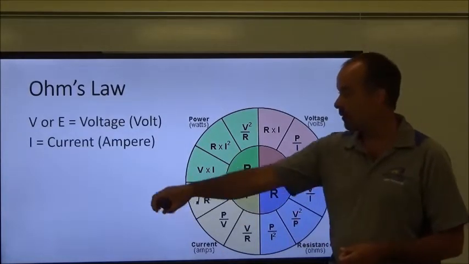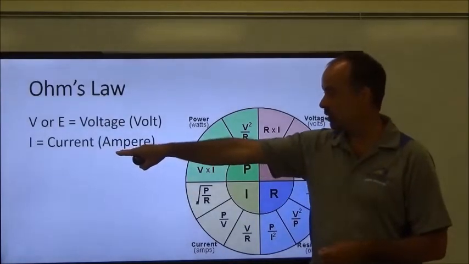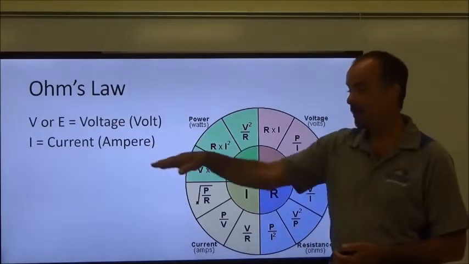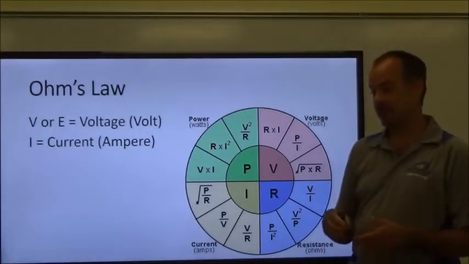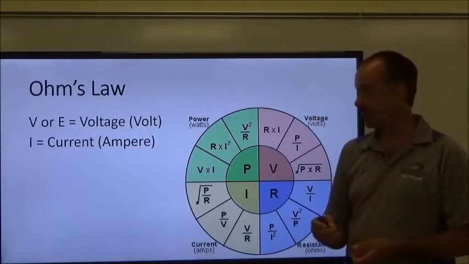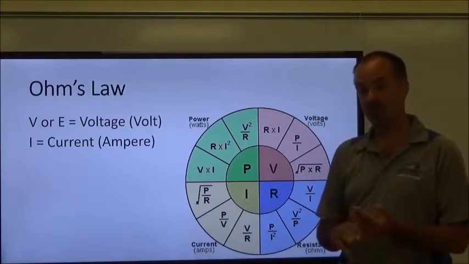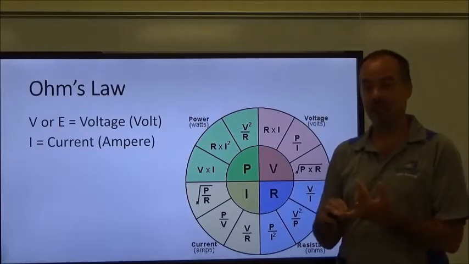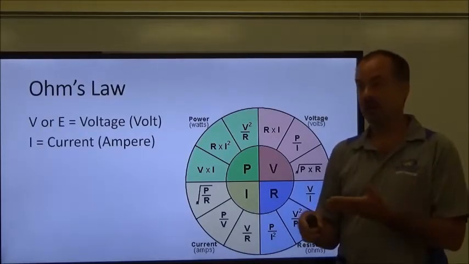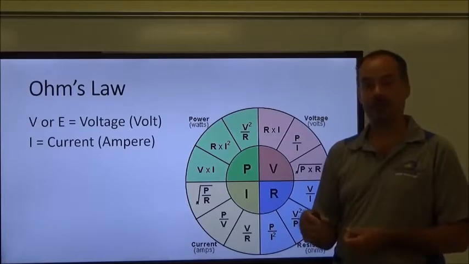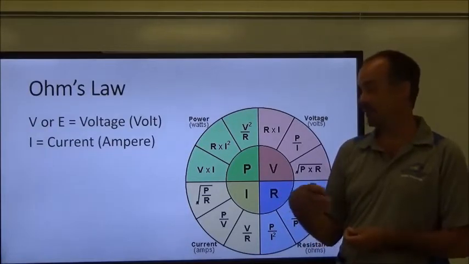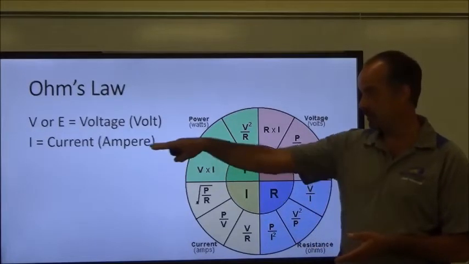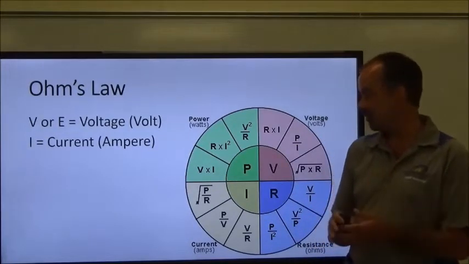Current is the flow. The unit for current is the ampere, or amp for short. It's represented with an I. You would think it would be an A, but from Ohm's Law it's represented by I, and if you do a search on it, it goes back to the French language, where it translates to intensity. So it's how intense the current is, or the intensity of flow. They use an I for current, so that's one thing you need to remember.